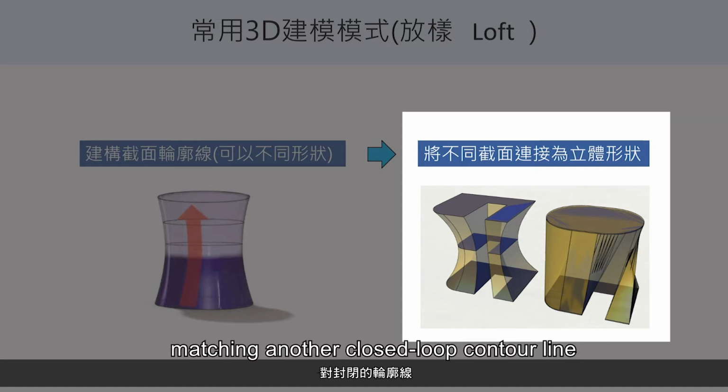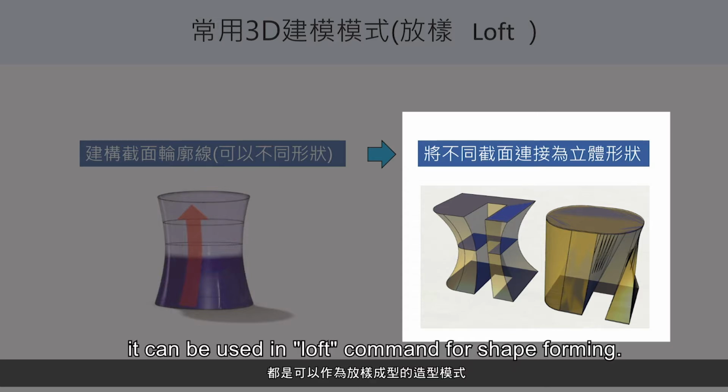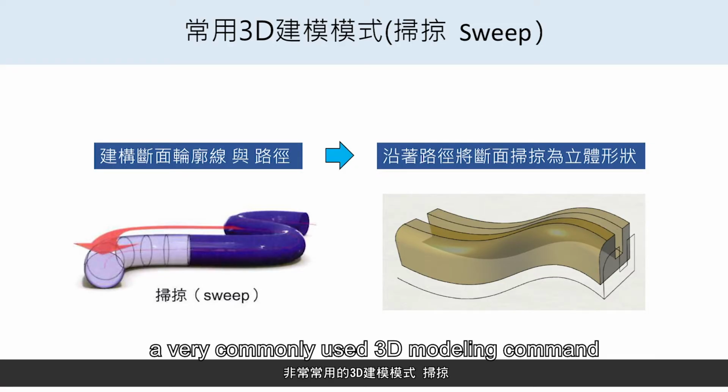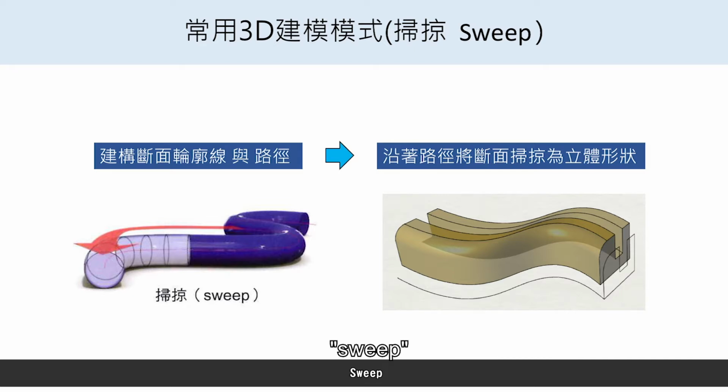Matching another closed loop contour line or an open loop contour line to another open loop contour line can be used in the loft command for shape forming. Finally, we will introduce a very commonly used 3D modeling command, sweep.